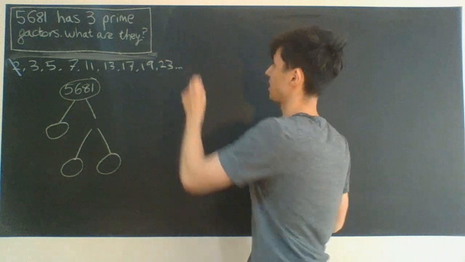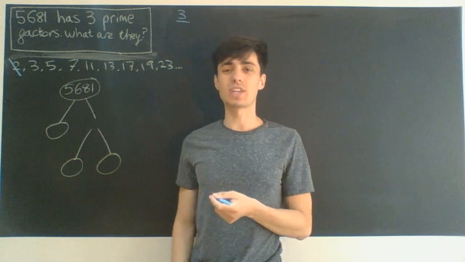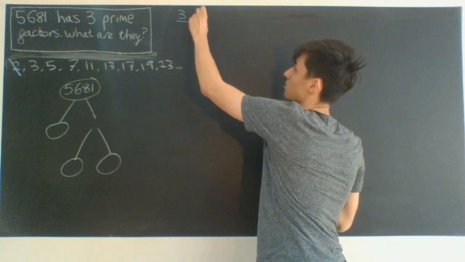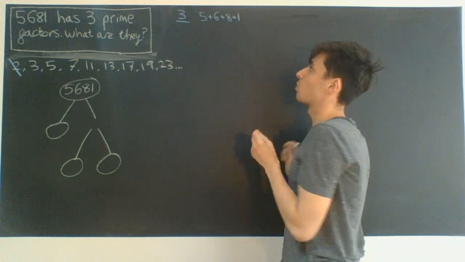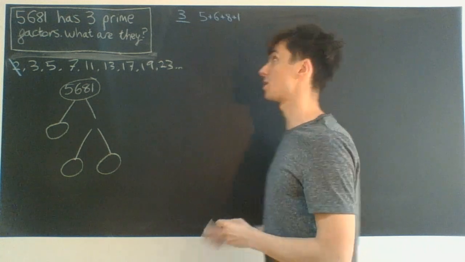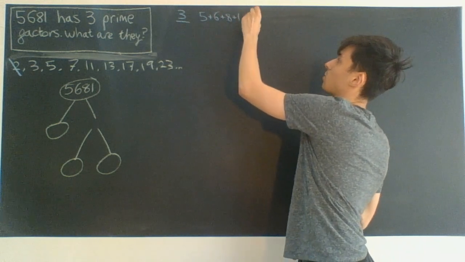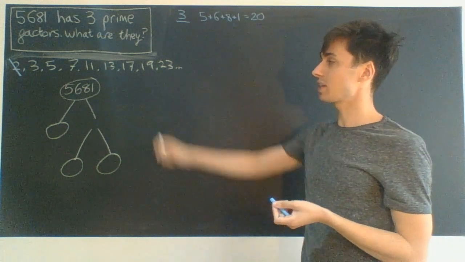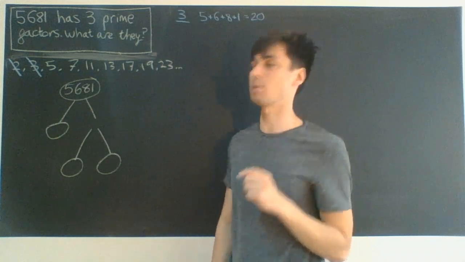If we're thinking about 3, well, there's a really good test for divisibility by 3, and it's this. If the digits of the number, so 5 plus 6 plus 8 plus 1, if those digits sum to a multiple of 3, then our number has to be divisible by 3. Well, 5 add 6 is 11, add 8 is 19, add another 1 is 20. That's not divisible by 3. So we can say that our number, 5,681, cannot be divisible by 3.